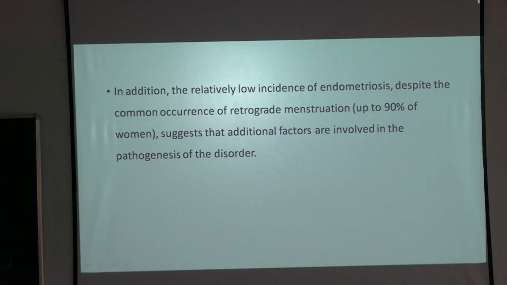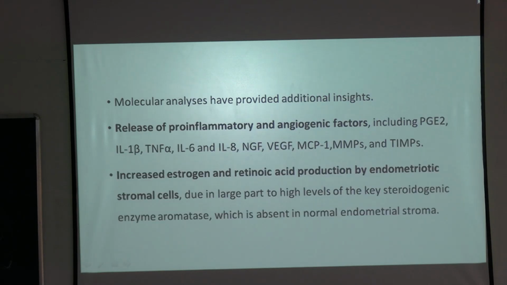In addition, in 90% women, retrograde menstruation occur, but there is relatively low incidence of endometriosis. That means there is another theory present. That is molecular analysis.